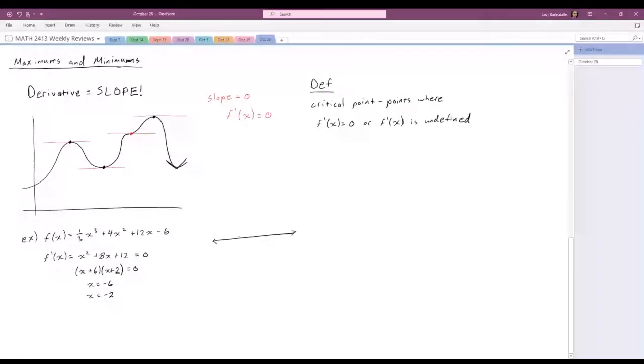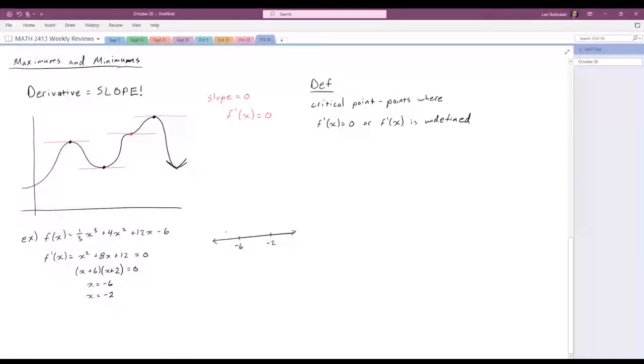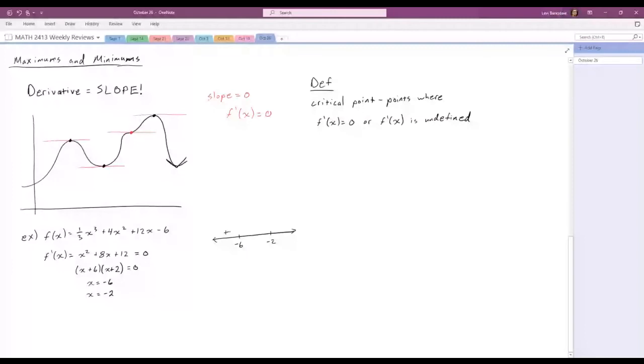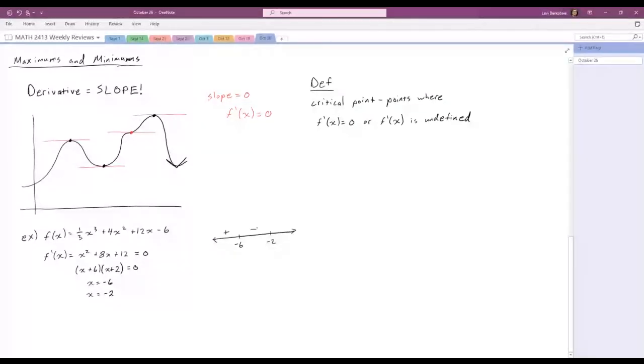and say, well, before negative 6, if I plug in, let's say, negative 10, well, then the x plus 6 term would be negative 4 times the x plus 2 term would give negative 8. That's a negative times a negative. It will give me a positive number. When I plug in a value between negative 6 and negative 2, my x plus 6 term is going to be positive. My x plus 2 term will be negative. That'll give me a negative value. Finally, plugging in a value larger than negative 2, I'll get a positive number.